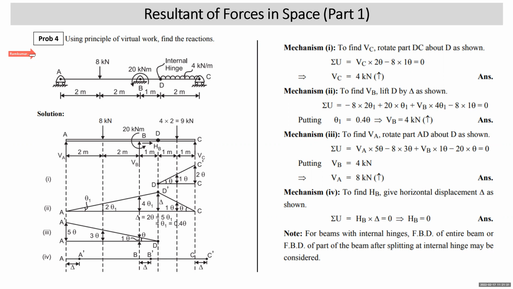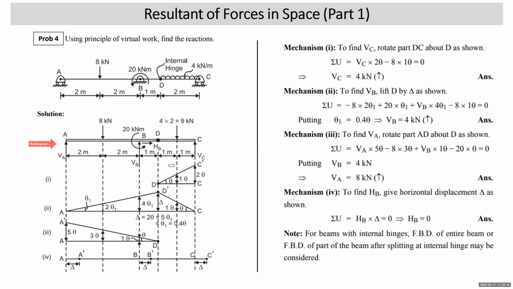So first we draw the free body diagram. Here, students, you can draw the free body diagram, you can consider the mechanism for the entire beam, or you can consider it for the part beam after splitting at the internal hinge. Like first, we have drawn the given beam as it is. This is roller support, so reaction VA. Roller support at C, VC. Hinge at B, HB and VB. This is external moment, anti-clockwise 20 kN. This external load 8 kN. This UDL has been replaced by point load 4 into 2, 8 kN. All right, this by mistake it is printed as 9, it is actually 8.